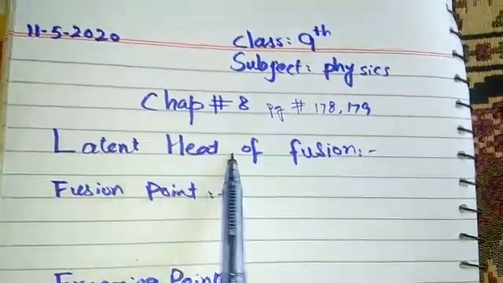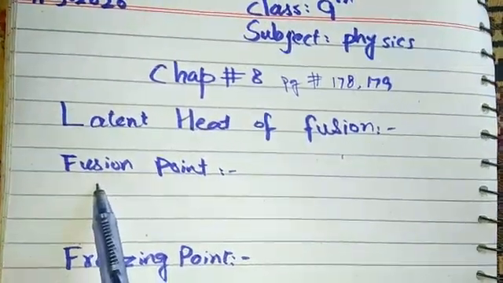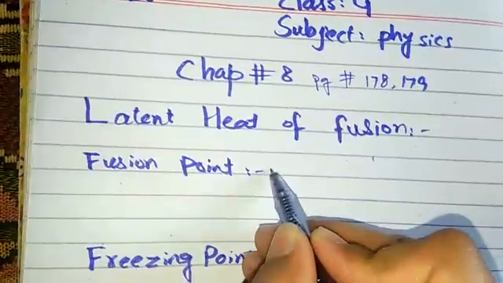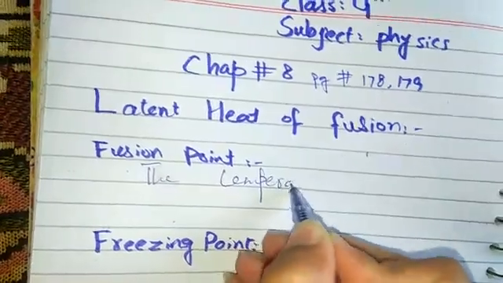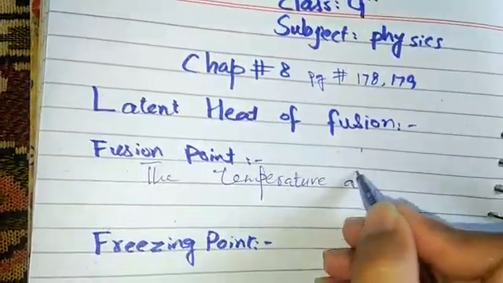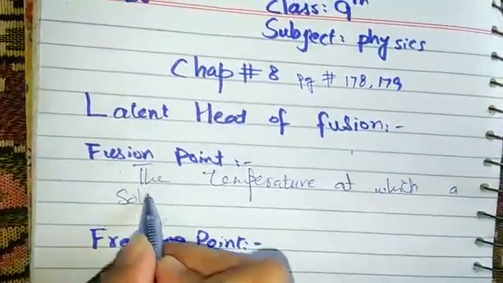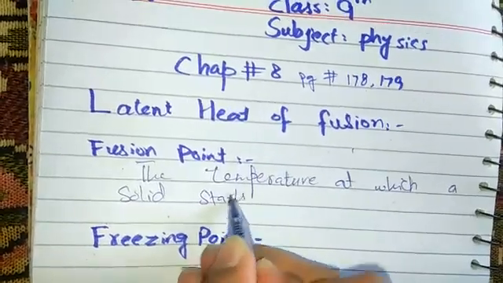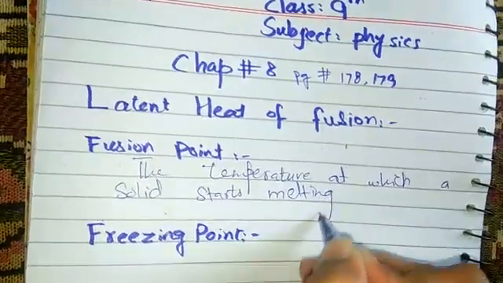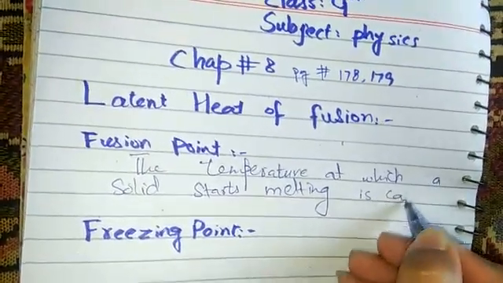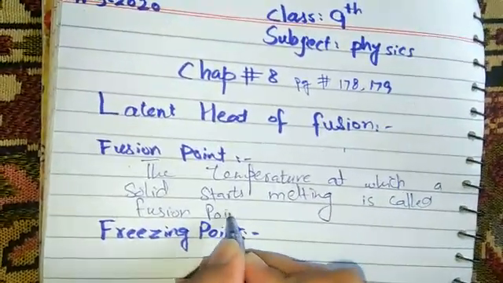Our first topic is latent heat of fusion. Before the definition of latent heat of fusion, you have to know about the fusion point. What is the fusion point? The temperature at which a solid starts melting is called fusion point or melting point.